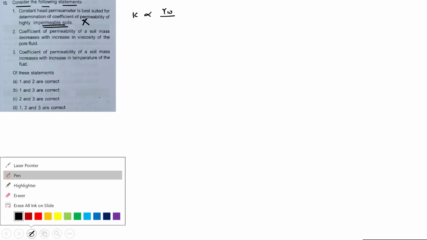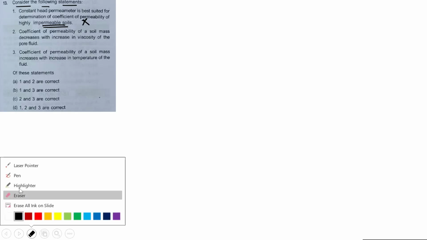So according to this relation, K is directly proportional to gamma W by mu. I'm writing the expression again. Actually, we have discussed this in the previous question, but I am writing this again because this is very important. So K is equal to gamma W by mu times e cubed divided by 1 plus e, and that is 1 upon K, K specific surface area square.